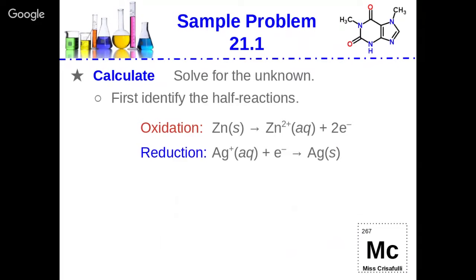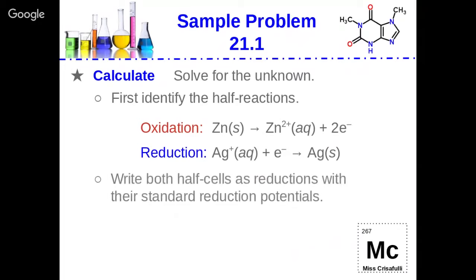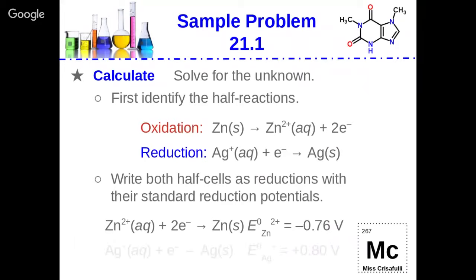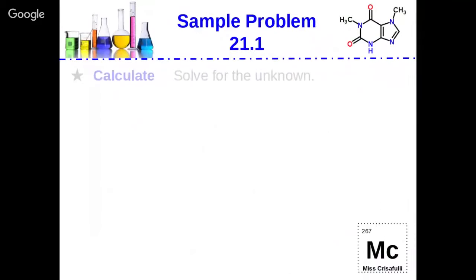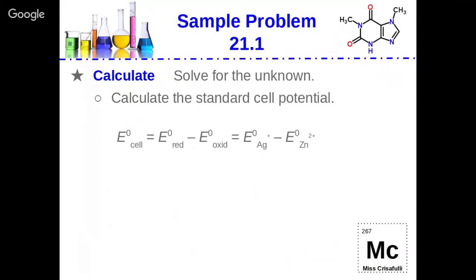Our oxidation reaction is going to be zinc going to zinc 2 plus, and silver 1 plus going to silver solid. We're going to write both of the standard reduction potentials as we see them on the chart. Our standard reduction potential for zinc is negative 0.76. Our standard reduction potential for silver is a positive 0.8. So when we write that in the correct order and solve, we should have our reduction minus our oxidation. So we're going to have 0.8 minus a negative 0.76. So that is a positive 1.56.